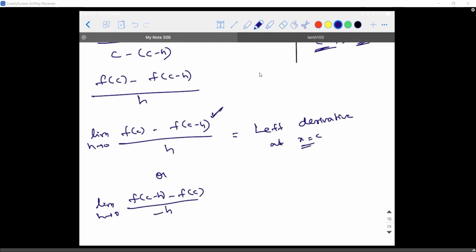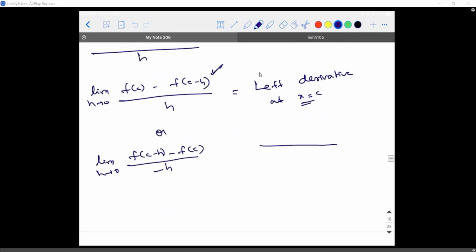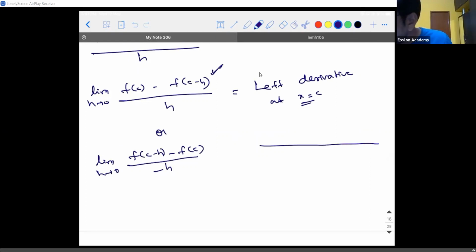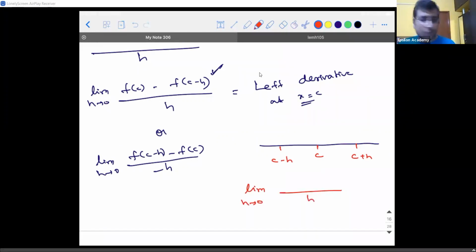Yes, sir. Okay. So how to directly write the right derivative and left derivative is to draw a number line. If this point is C, this point is C plus H, this point is C minus H. So if you want to write the derivative, limit H tends to 0, the denominator is H by default, and the numerator is f of something minus f of something.